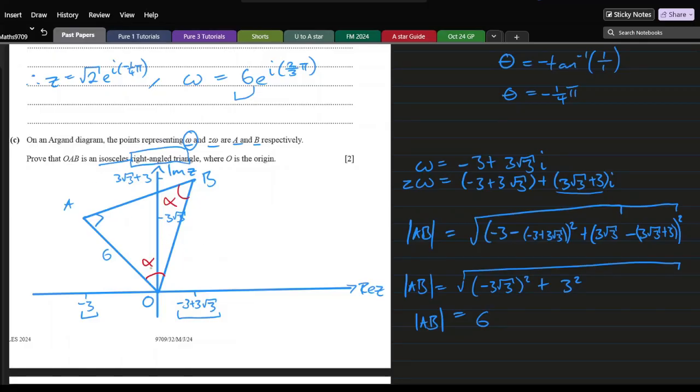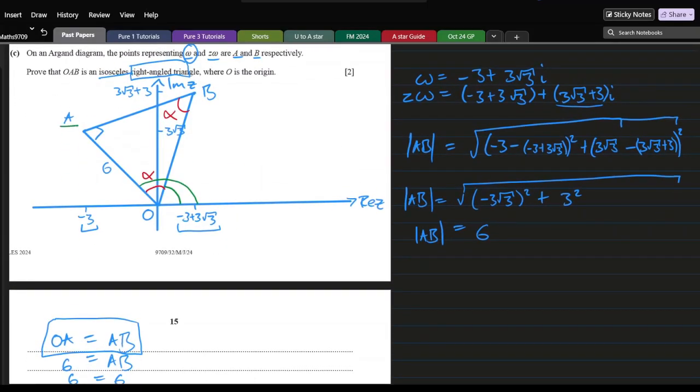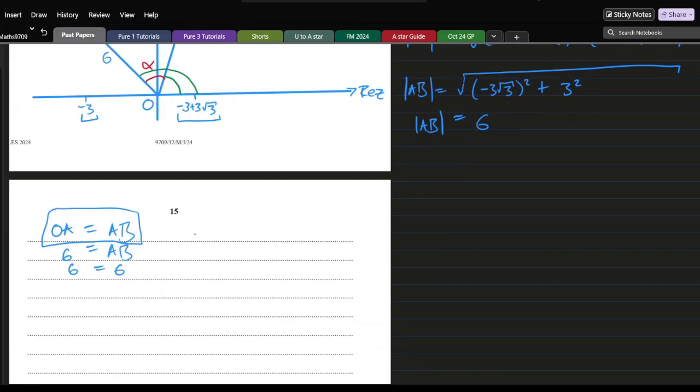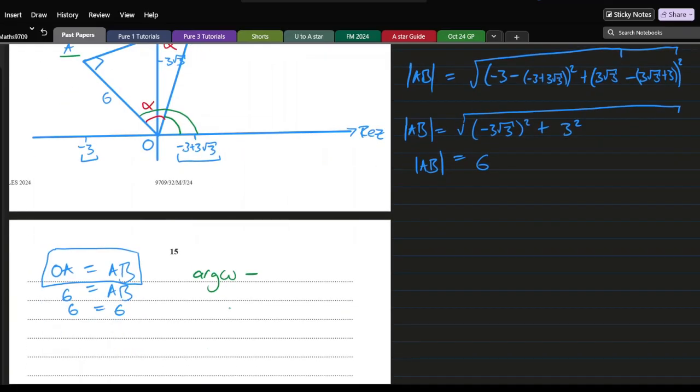We can find alpha by saying alpha is this angle minus that angle. So we're saying that our big angle here is the same as the argument of A. We said A is omega. So that's the argument of omega minus the smaller angle here. The smaller angle would be the argument of B. The argument of B is Z omega. So that's arg Z omega.